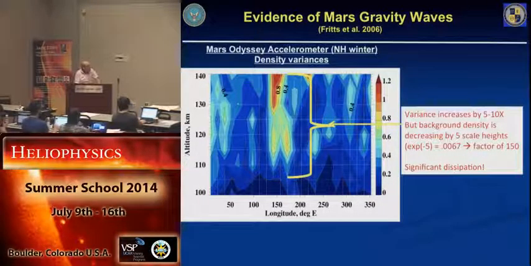So this is the accelerometer data from Mars Odyssey. It's a paper by Fritz et al. This is density variances, going from 100 to 140 kilometers. And if you look at this region here, the variance is increasing by about a factor of 5 or 10.